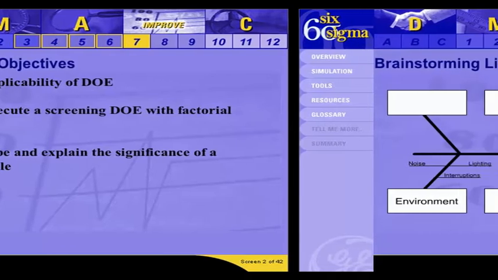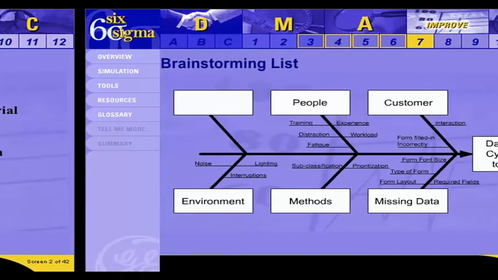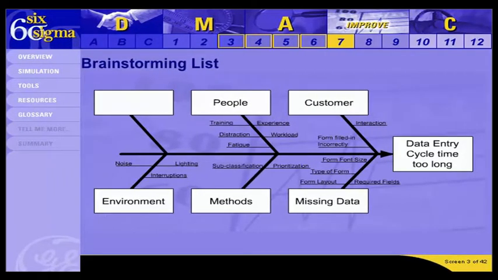So click Next and we'll see the results of our brainstorming of potential X's. The team started analyzing the individual factors with an eye to narrowing down the choices for our project. Click Next and we'll discuss the results.